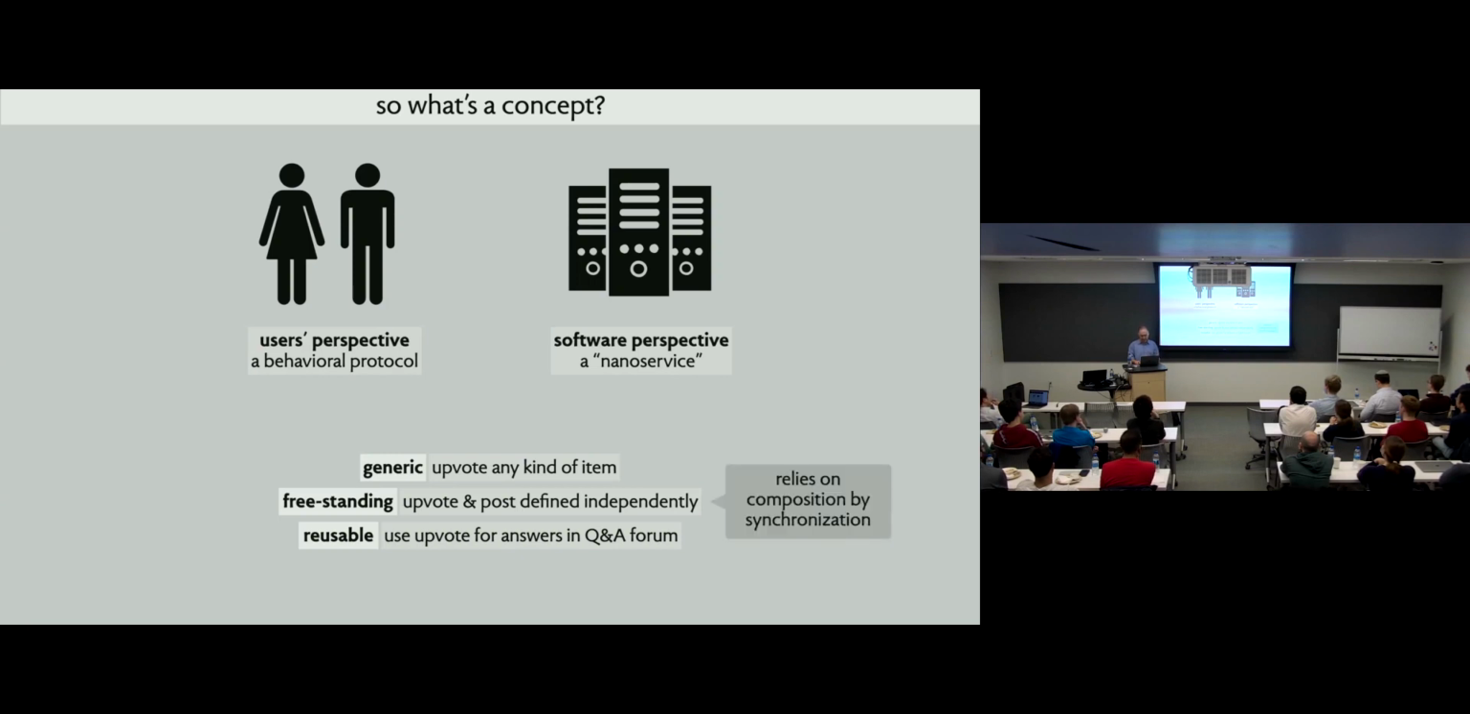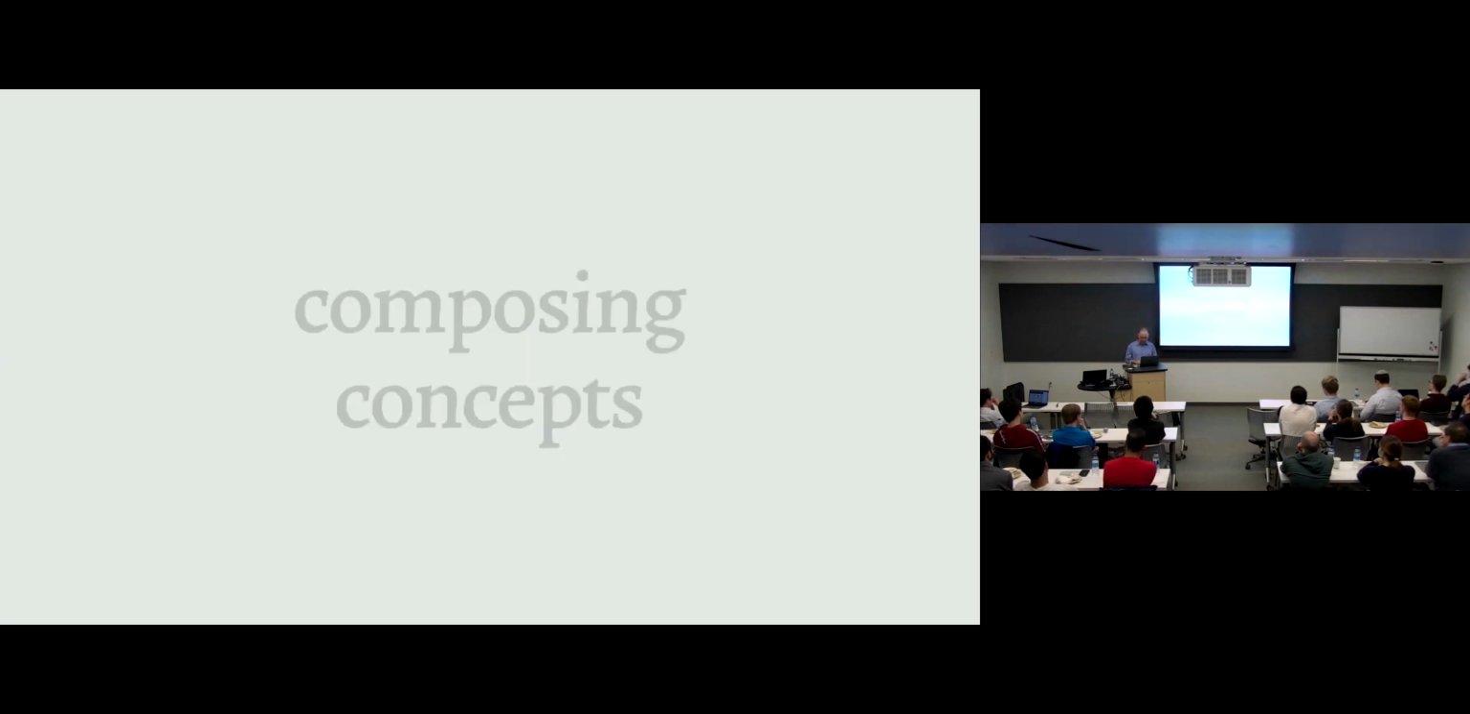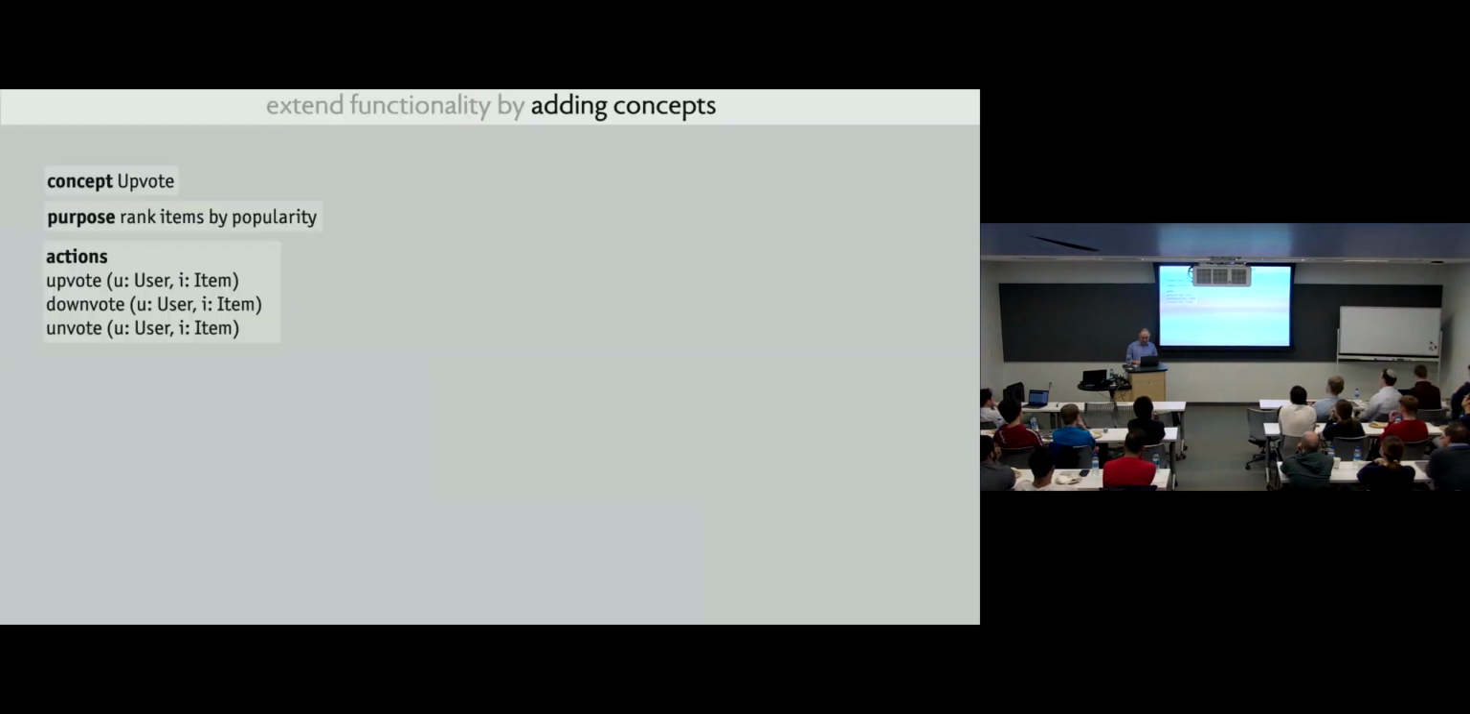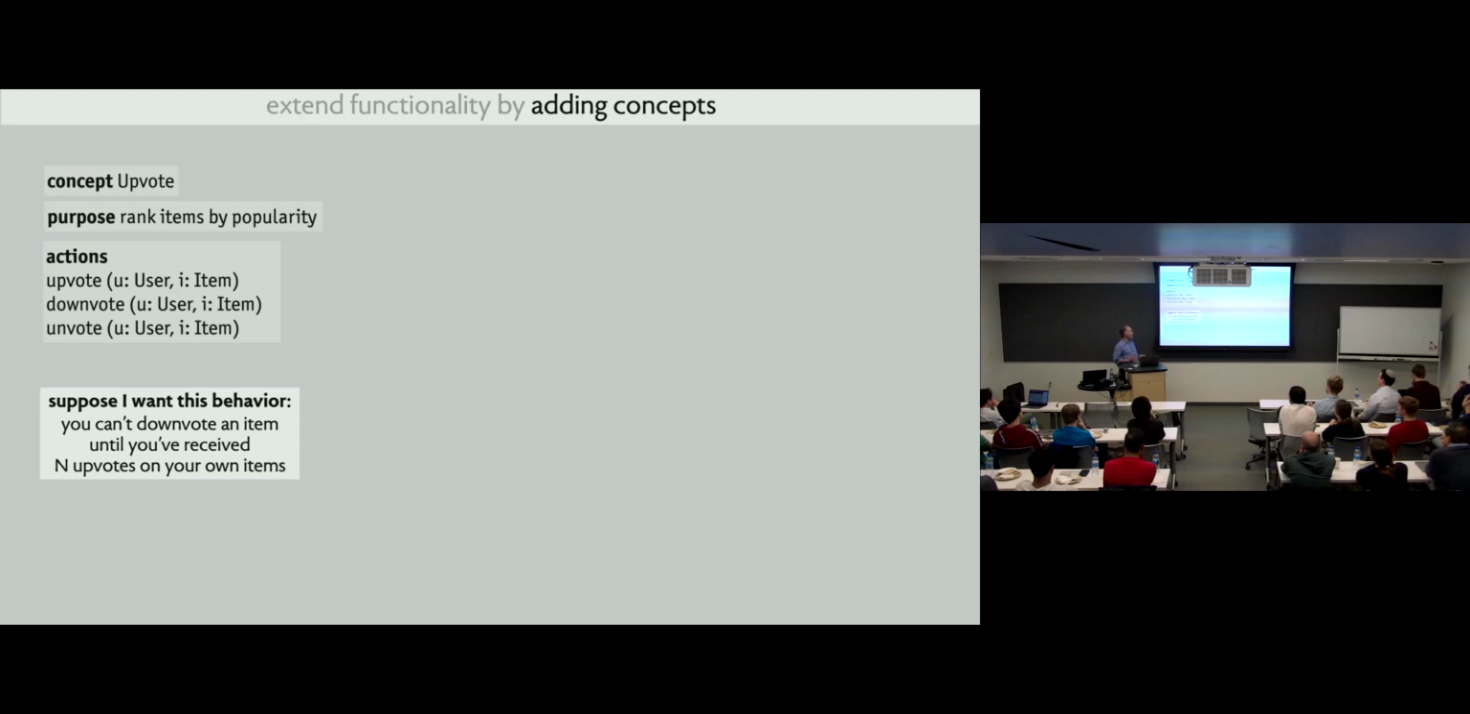Now, the tricky thing about being freestanding is that we want the concepts to be independent of one another in the sense that they can be defined independently, but we're eventually going to need to put them together. So the question is, how do we put them together without coupling them to one another? So that's the idea of composition. So let me illustrate how this is done. So here's our old friend upvote. And now suppose I want this behavior. This is actually a behavior in Hacker News. I want to say you can't downvote an item until you've received some number of upvotes on your own items.